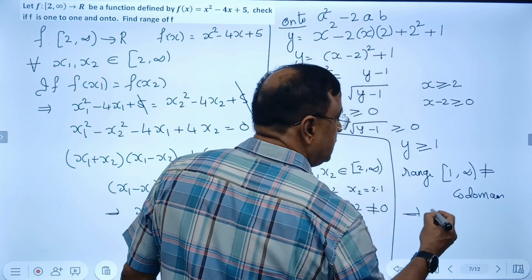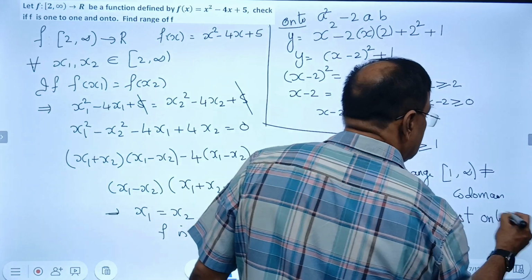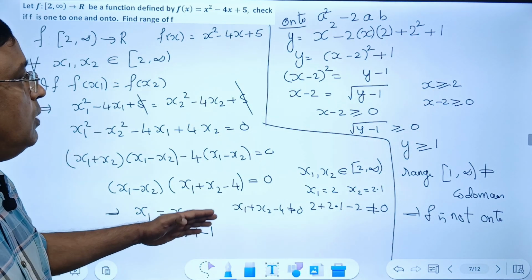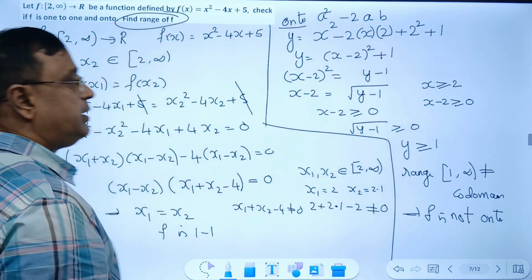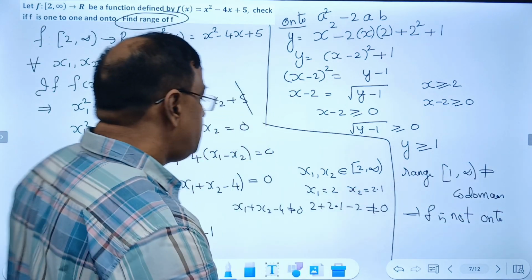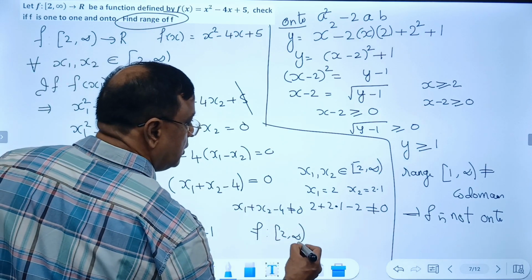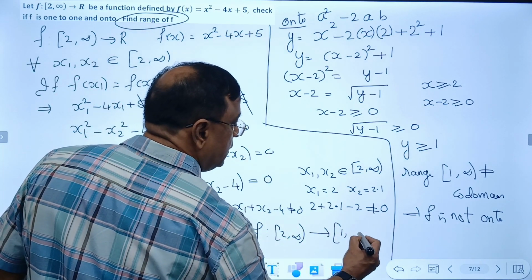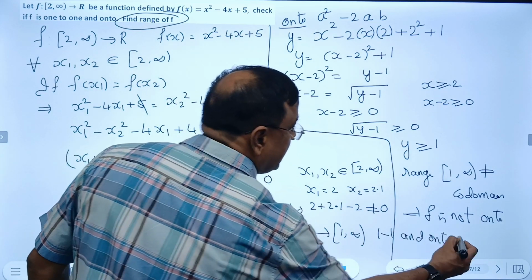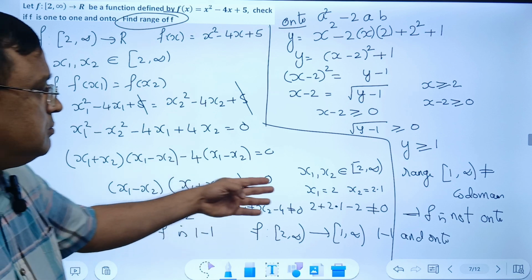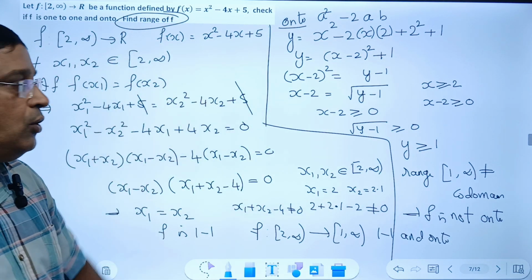This implies f is not onto. So I have proved the function is 1 to 1, but it is not onto, and he has also asked me to find the range of f. So my range of f is 1 to infinity. Suppose I redefine the function from 2 to infinity to the closed interval 1 to infinity, this will be 1 to 1 and onto. Otherwise, for 2 to infinity to R, it is 1 to 1, but it cannot be onto.